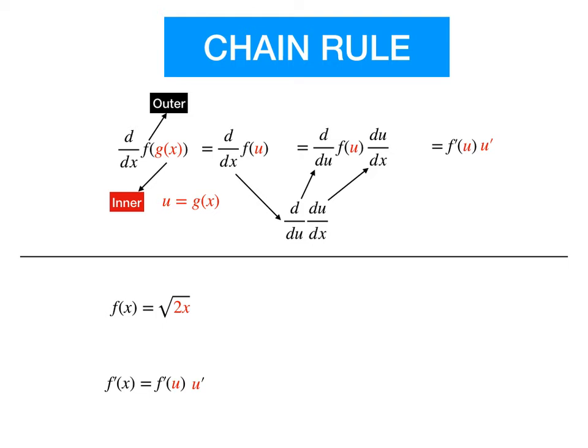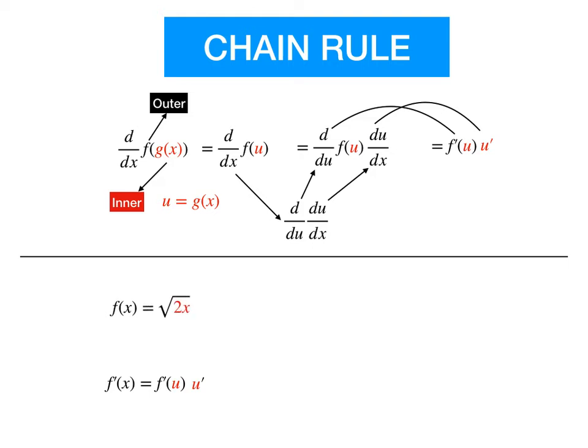Okay. So d over du of f of u can be written as f prime of u, which is the derivative of f in terms of u. And du over dx will be u prime, which is the derivative of u in terms of x. Keep in mind that u is g of x, and g of x is the inner function of the composite function f of g of x. So let's look at an example.